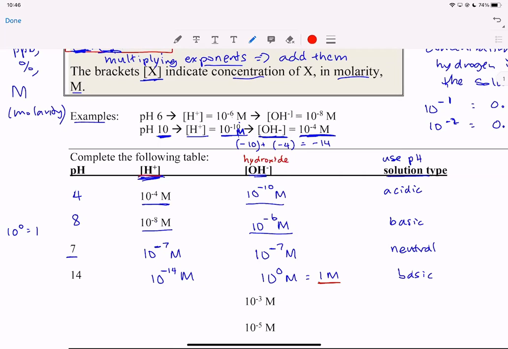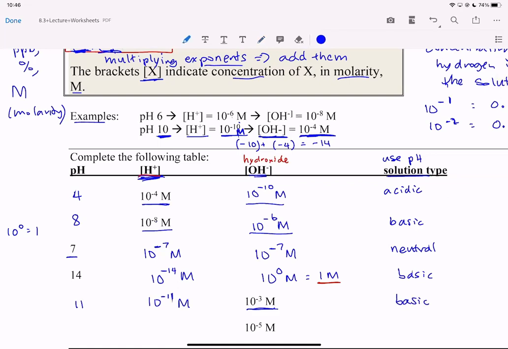Let's take a look at the next one, which starts with 10 to the minus 3 molarity for the hydroxide. Working backwards from there, you can figure out the hydrogen ion concentration. So minus 3 means that this is going to be minus 11 molarity for the hydrogen ion, which means a pH of 11. The pH value of 11 is greater than 7, so that's a basic solution.